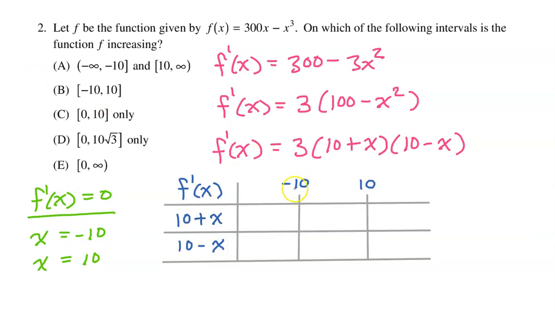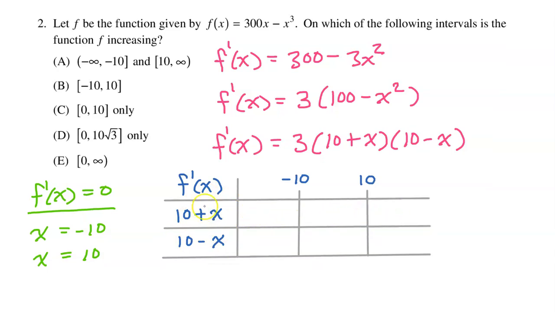So here we have the negative 10 and the positive 10 on the number line, and I have a row for each factor, except for the positive 3. A positive constant does not affect the outcome of the sign chart, so I'm leaving that off. If this were a negative 3, I would have another row for the negative 3. Anyway, now we need to decide if these factors are positive or negative in each interval.